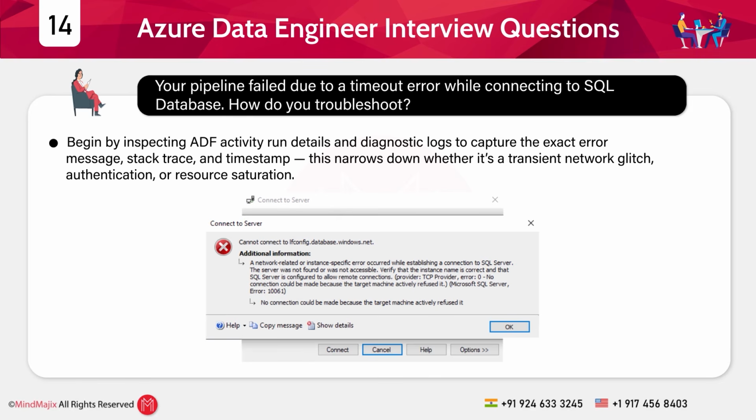Next, you have to tune the connection and command timeout settings in the linked service if appropriate, and implement retry policies in your pipeline to handle the transient failures. So these are some of the steps that you can follow in order to troubleshoot this kind of situation.